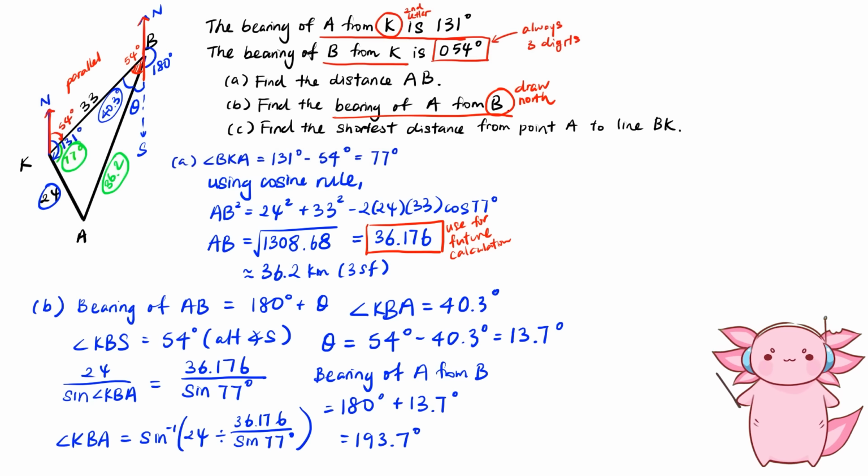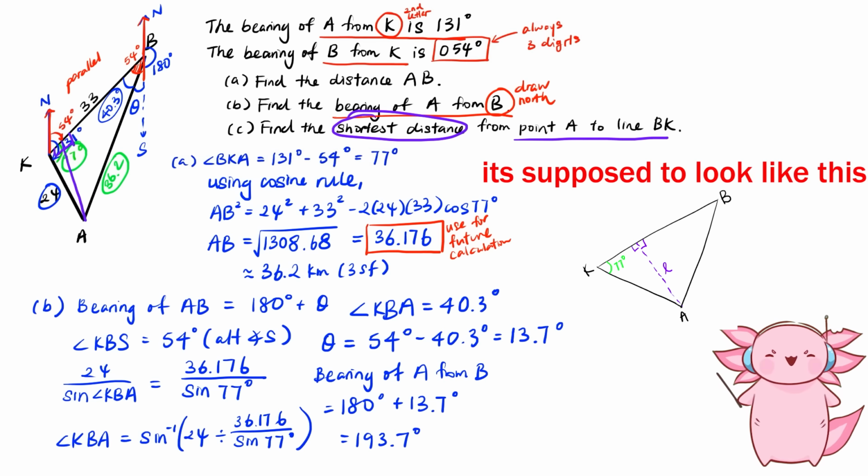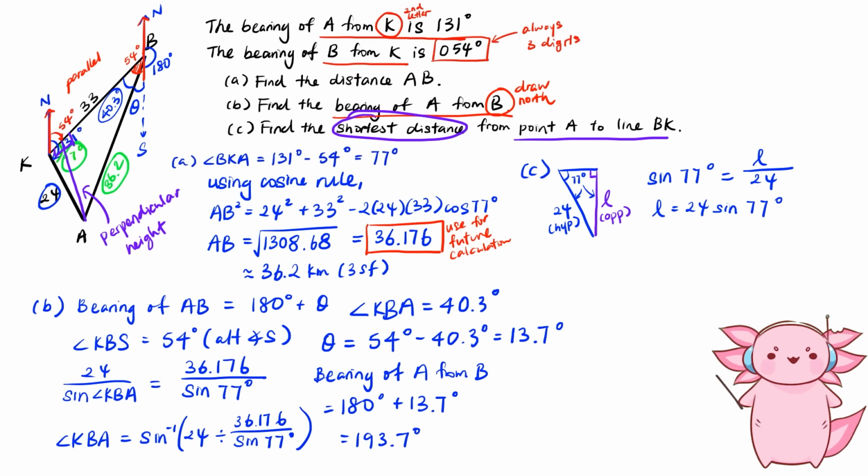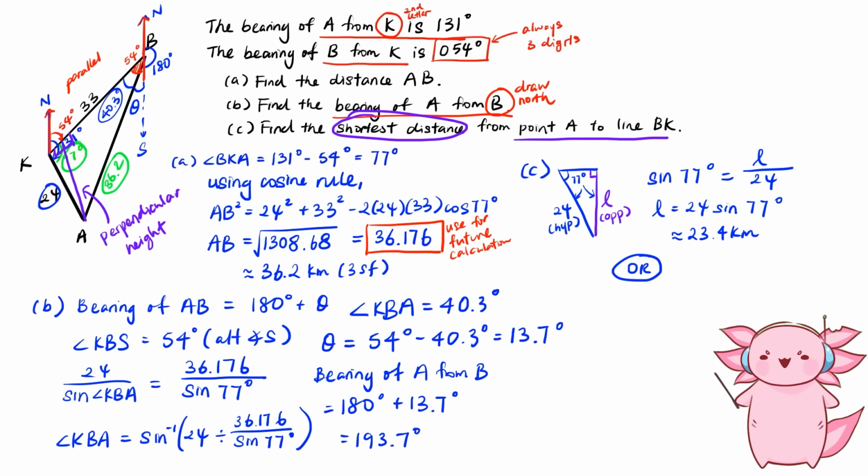For the last part, the shortest distance from A to BK is basically like trying to find the perpendicular height of a triangle. Now, when you see a right angle triangle, there's probably a good chance you have to use trigonometry. So redrawing the triangle like this, we can easily solve for L to be 23.4 kilometers.